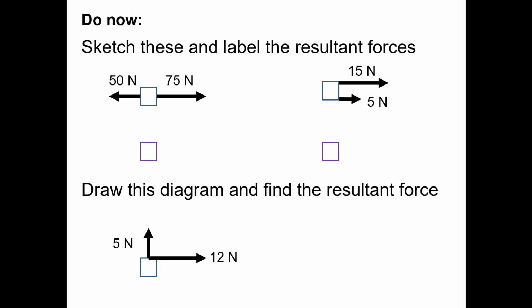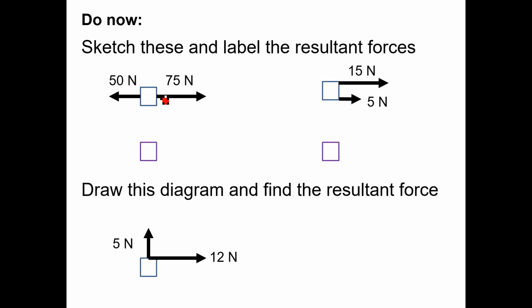Next, sketch these and label the resultant forces. So these are free body diagrams showing forces acting on any object. The rule is we take the smaller force away from the larger force if those things are acting in opposite directions. And then we add our arrow in the direction of the larger force, and that will therefore show us the resultant force. So they are acting in opposite directions, not just different, opposite.